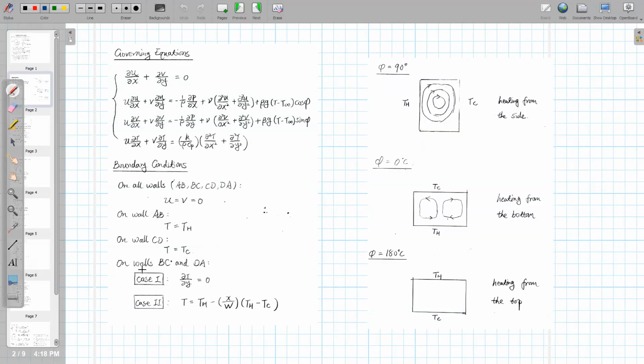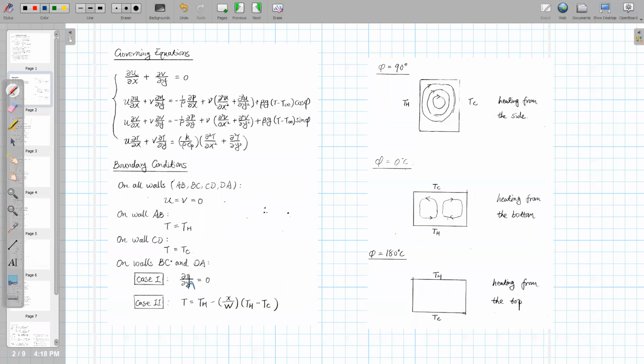For the side walls, BC and DA, as we talked about before, there are two cases. If they are thermally insulated, that means there's no temperature gradient. Sorry, there's a typo here. It should not be partial y, it should be partial n, where n means the normal direction.